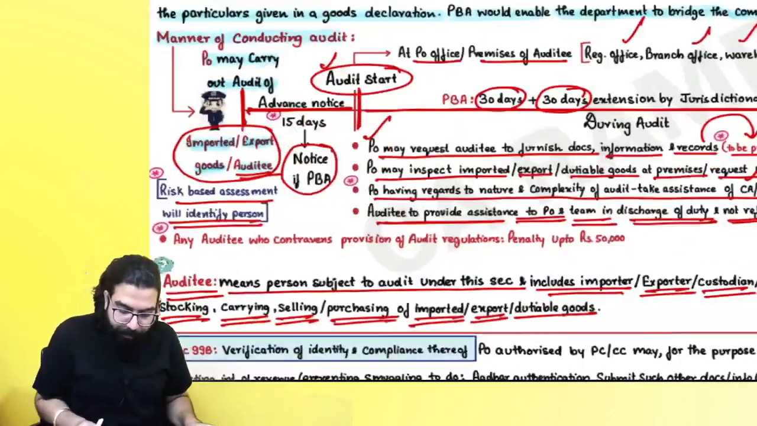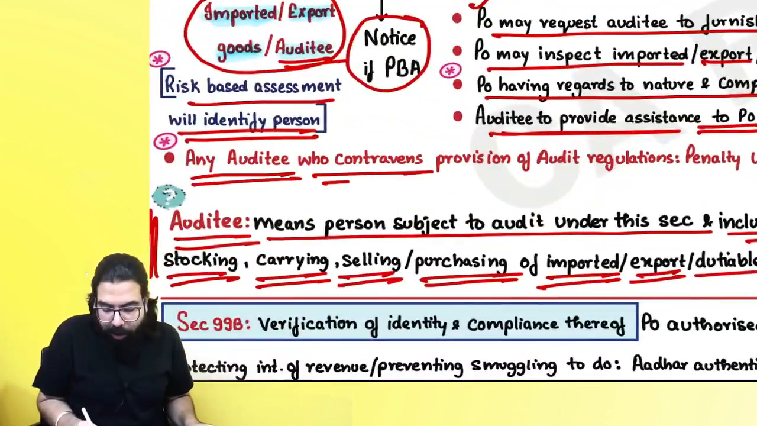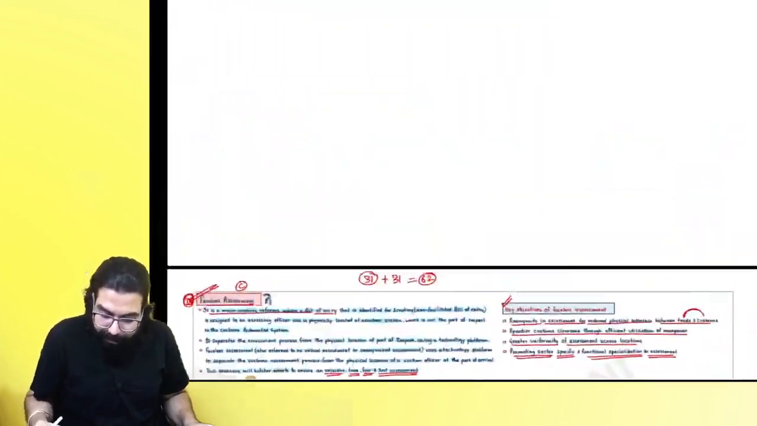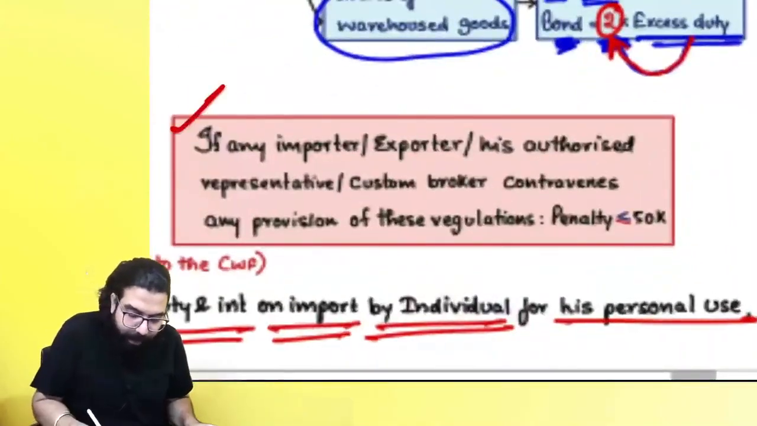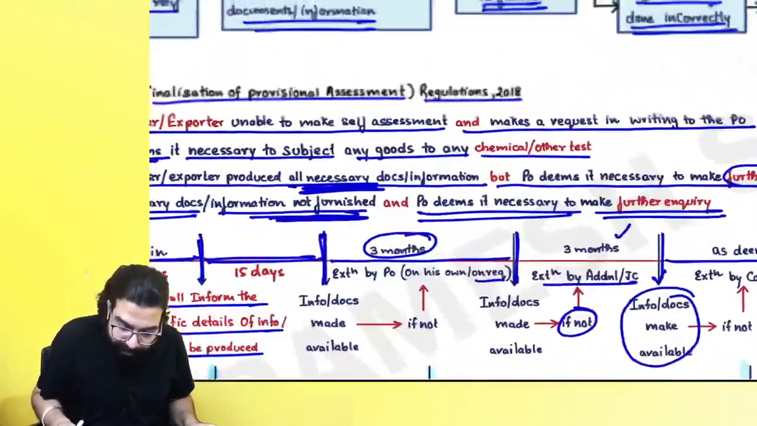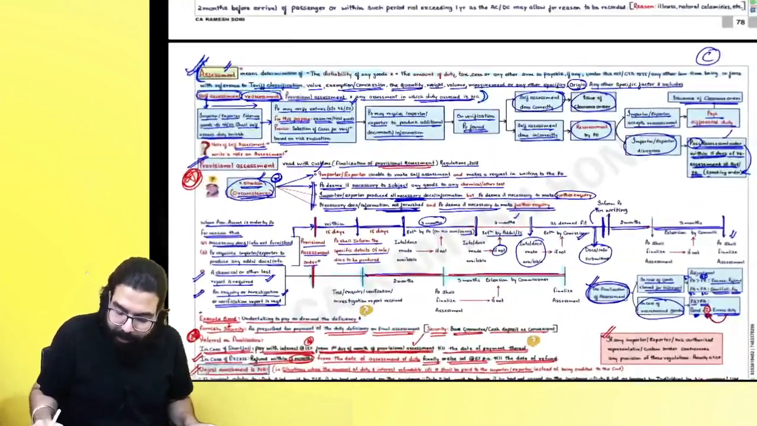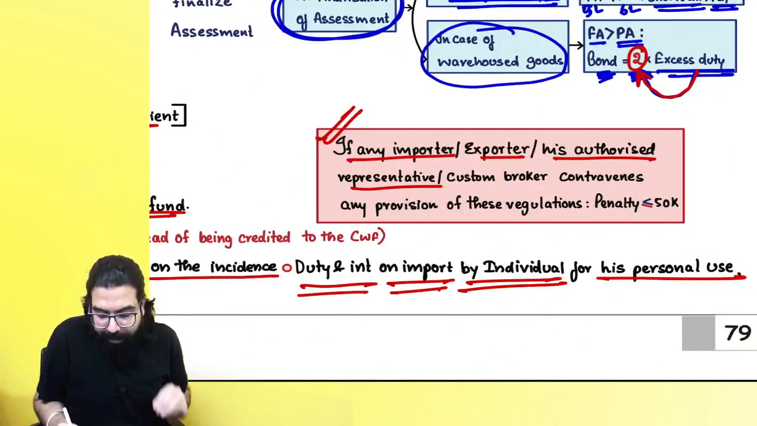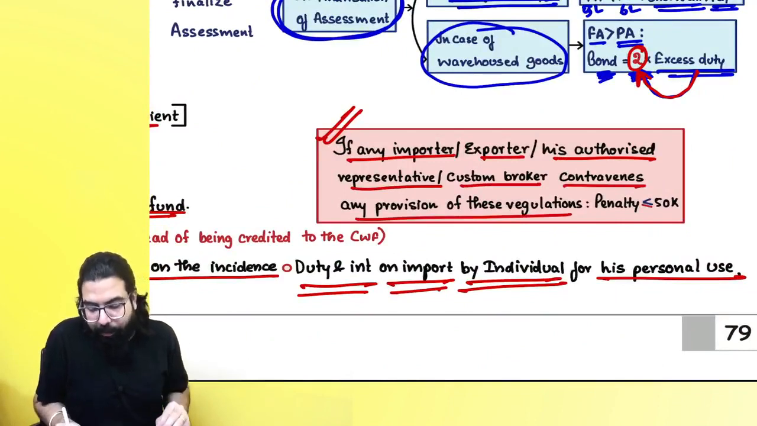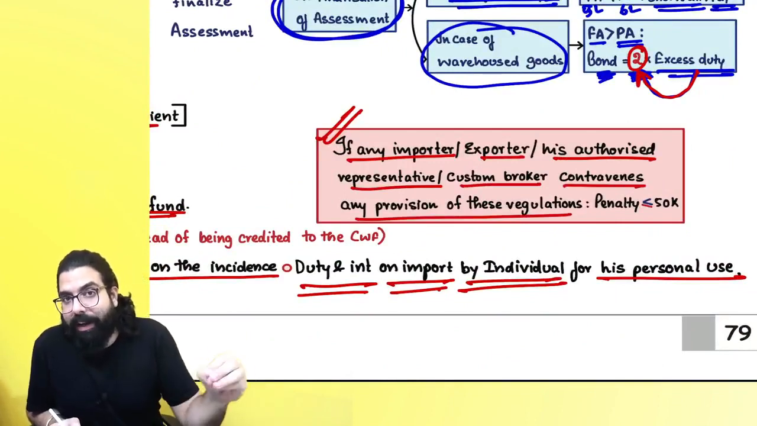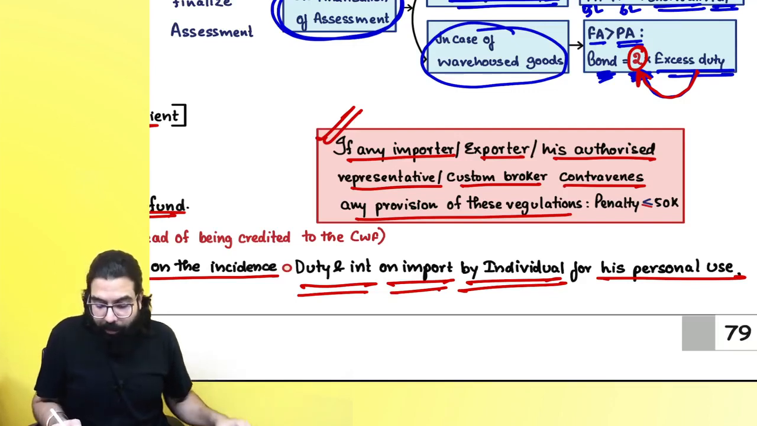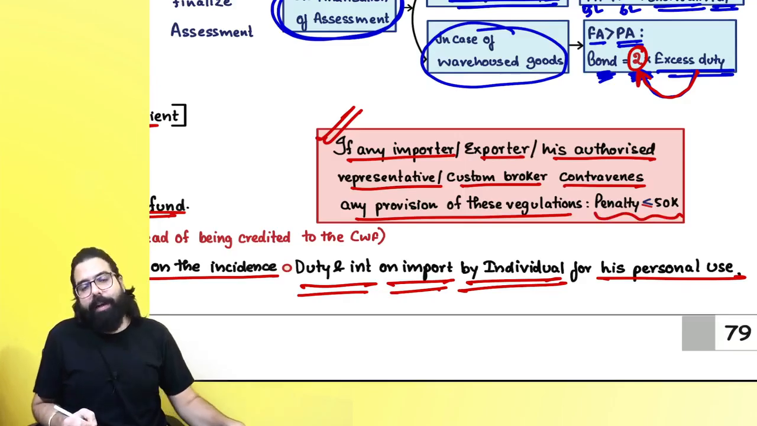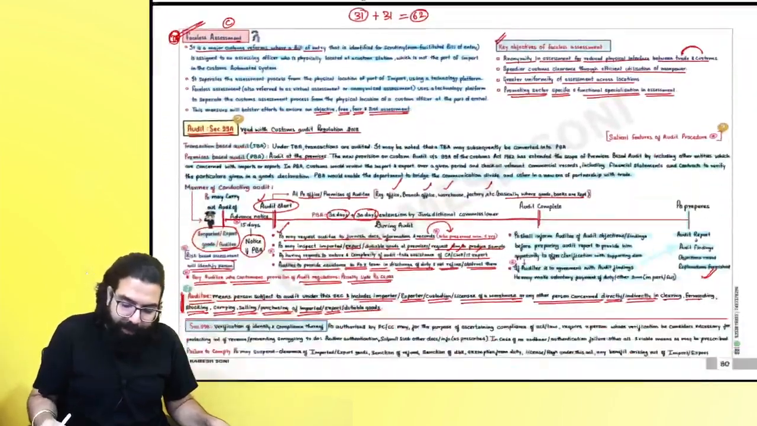Now, one question, always remember, any auditee who contravenes the provision of the audit regulations, penalty is up to 50,000 rupees. The same penalty applies to provisional assessment related rules: if an importer, exporter, his authorized representative, or customs broker contravenes any provision of the customs finalization or provisional assessment regulations, penalty is up to 50,000 there also.